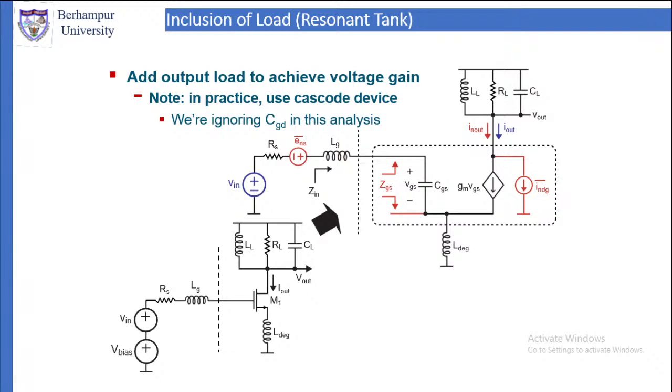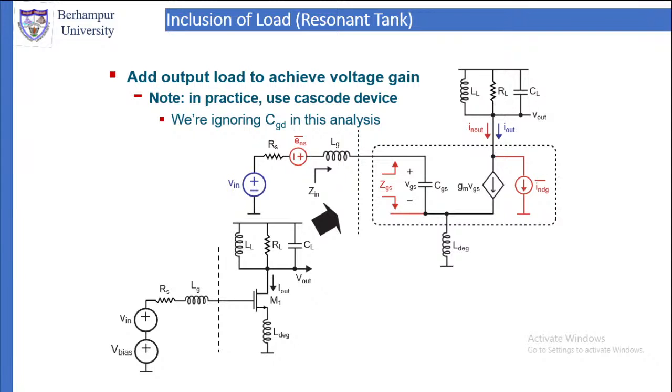Remember that in practice we use a cascode device, but here we are using a tuned circuit, resonant tank circuit, as equivalent to the cascode device. What we are doing here is we are neglecting the gate drain capacitance. That will be neglected in this analysis. Now look at the figure given below. I hope you remember the figure.